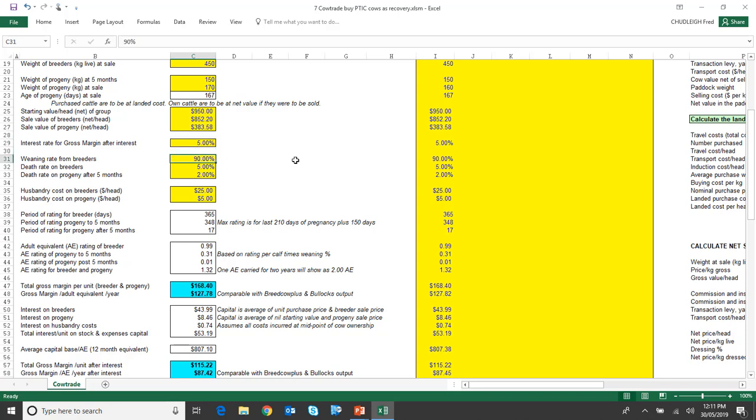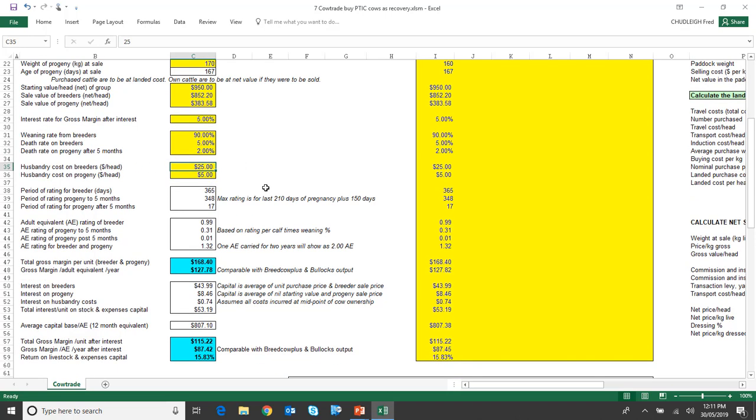We expect a 90% weaning rate from these PDIC cows, 10% loss post-conception. Death rate on breeders, we're bringing strange cattle onto the property, could be as high as 5%. A death rate on the progeny, we could lose 2% of our weaners. Our husbandry cost, we're probably going to have to put some supplement into these cows because they're going to be there for the dry season. A little bit of expense on the weaners.